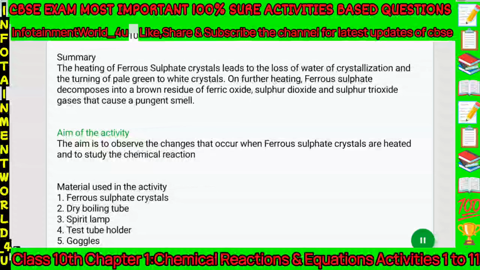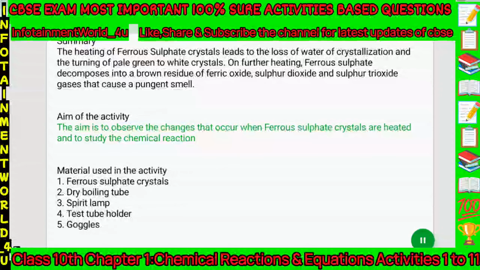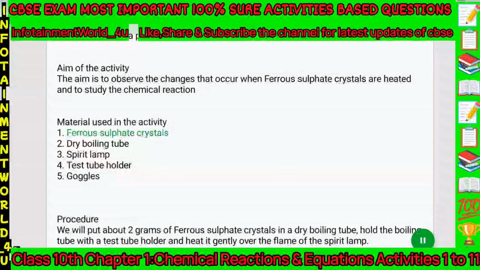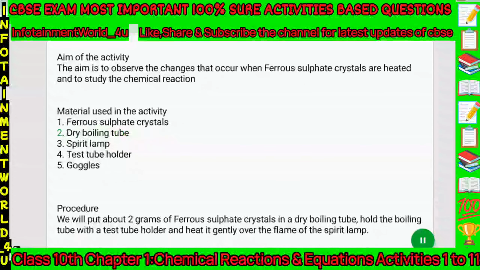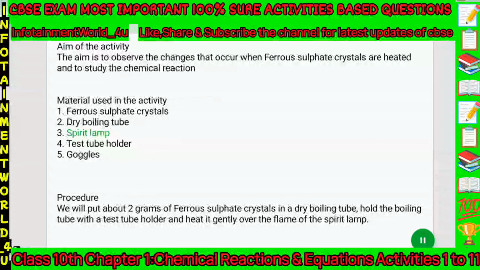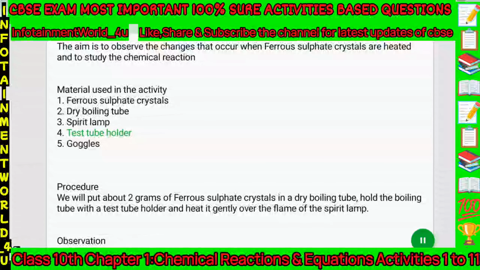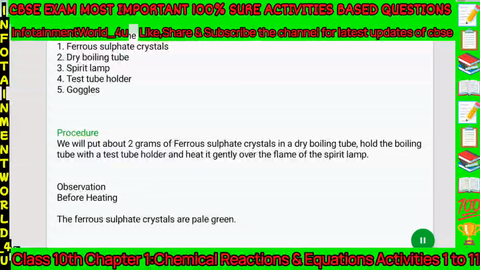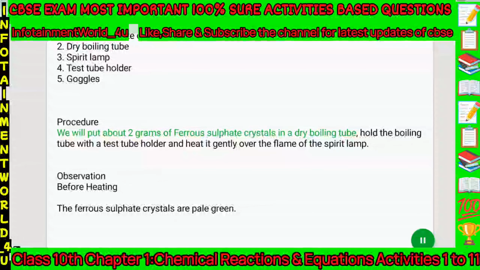Aim of the activity. The aim is to observe the changes that occur when ferrous sulfate crystals are heated and to study the chemical reaction. Material used in the activity. 1. Ferrous sulfate crystals. 2. Dry boiling tube. 3. Spirit lamp. 4. Test tube holder. 5. Goggles. Procedure. We will put about 2 grams of ferrous sulfate crystals in a dry boiling tube.